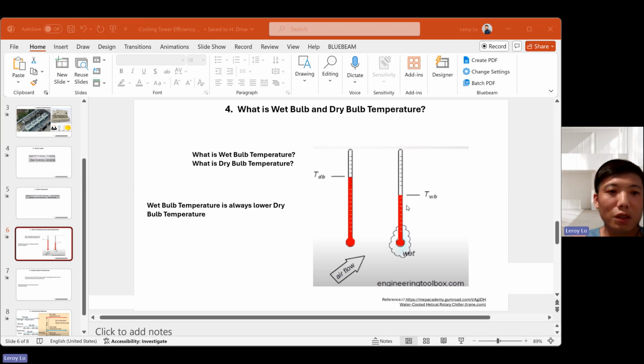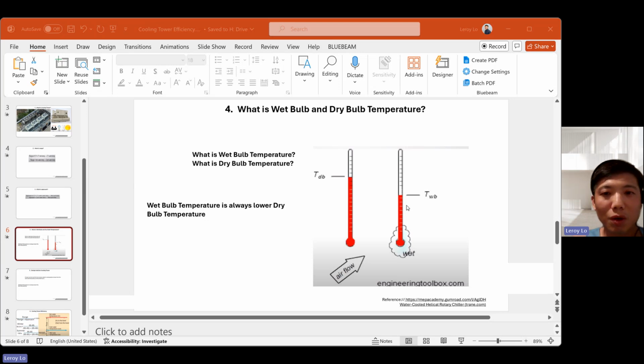So moving down to the next, let's talk about the wet bulb temperature, WBT. This is a very important concept. Wet bulb temperature is the lowest temperature to which air can be cooled by the evaporation of water into the air at a constant pressure. So we are trying to cool the water by giving more air to take the heat out of the water. That's the basic concept.